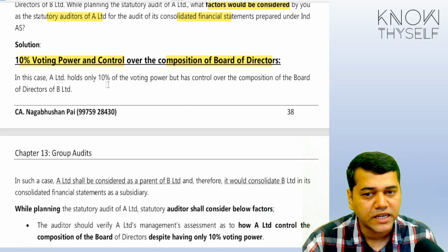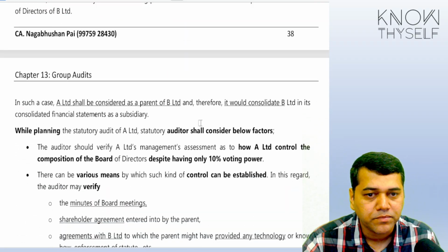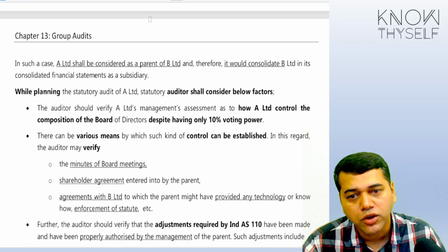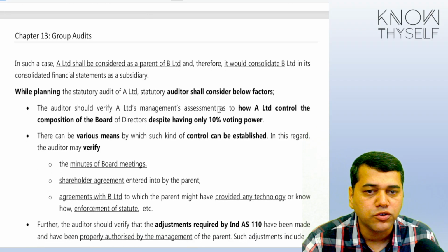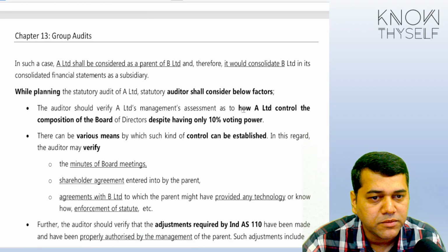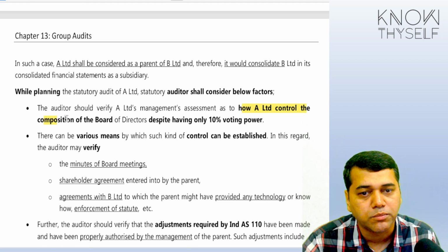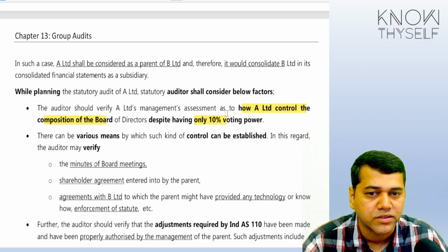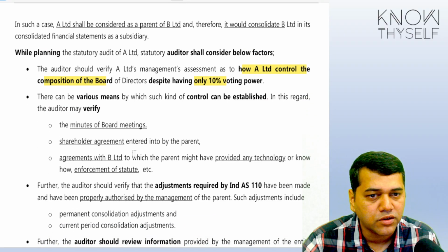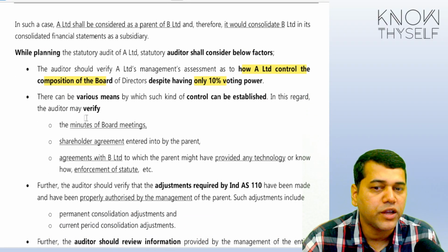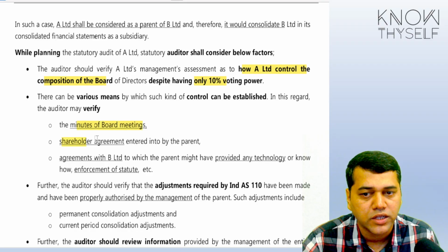So you hold only 10%, but you need to plan for certain things like how you are going to control. Like the auditor should verify A Limited's management assessment, how A can control the composition of the board just by having 10%. And what is the means, how do you come to know? How you can verify it? You can check the minutes of the board, agreement with B Limited.